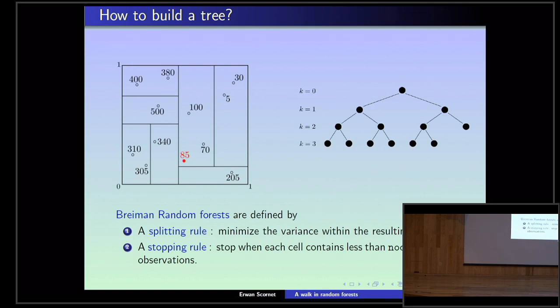Here we stop by specifying a parameter called node size, which is the maximum number of observations you allow in each cell of the partition. In this partition, I have exactly 1 or 2 observations in each cell, in each terminal node. So node size here is equal to 2, meaning I have at most 2 observations in each terminal node. It's a way to stop. By default, in the real random forest algorithm, node size is equal to 5.